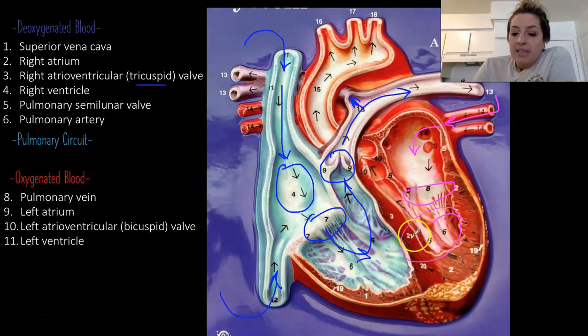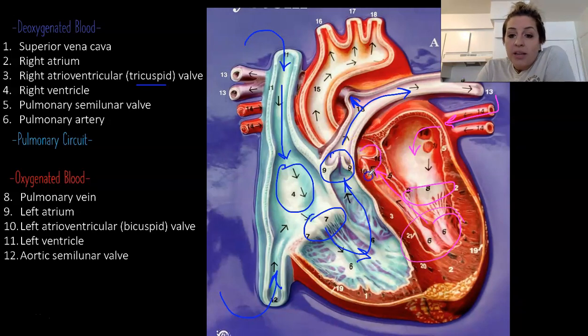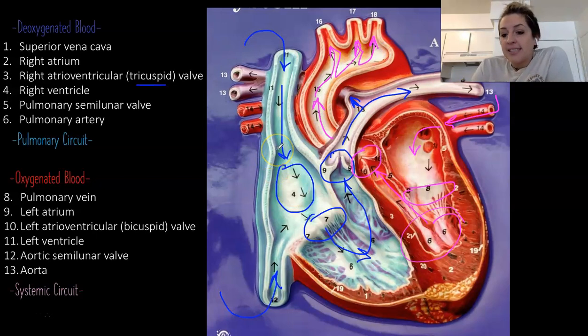After blood is in the left ventricle, we are going to begin to leave the heart, and we are going to pass through the fourth valve that we need to know here. This is known as the aortic semilunar valve. Once oxygenated blood passes that aortic semilunar valve, we are in the aorta, and from the aorta, blood goes systemic and it goes to the rest of the body, and we are happy. This is known as the systemic circuit.